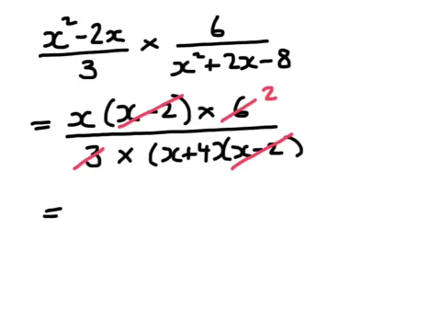So let's simplify now. Let's see what I'm left with. So on the top I've got x multiplied by 2. So that gives me 2x divided by, and on the bottom I'm left with x plus 4. So that simplifies to 2x divided by x plus 4.